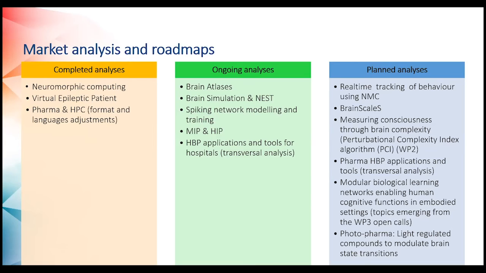We are also likely to analyze the possibility of making an analysis on the perturbational complexity index algorithm from Work Package 2, measuring consciousness in different brain states. Very interesting work in Work Package 2. We would like to do an analysis, horizontally, on the potential of HBP applications to be used in the pharma industry.